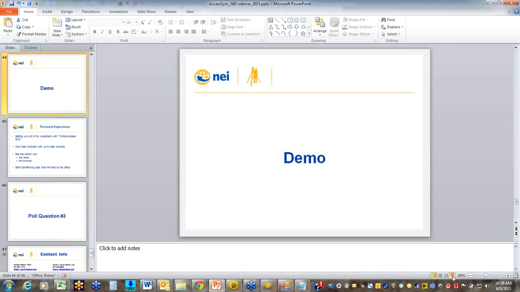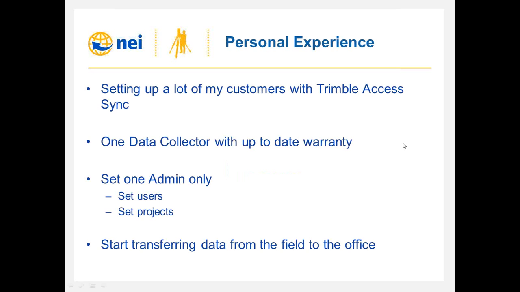Okay, guys, so we're back on track now. So for my personal experience, this tool is pretty amazing. It will save you time and money. I help a lot of customers to set up their own Trimble Access Sync and to set up their own organization. The key thing here, you must have one data collector at least with an up-to-date warranty. Usually we send all our customers an email ahead of time, about 90 days before their warranty expires. So make sure to check your emails to see if your warranty is about to expire so you can take advantage of that free service.